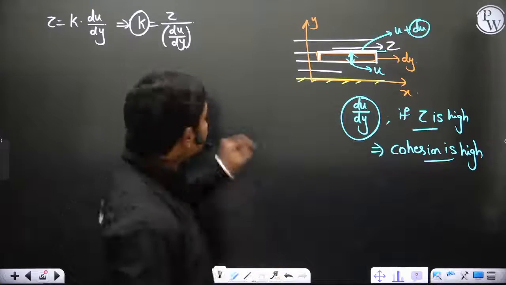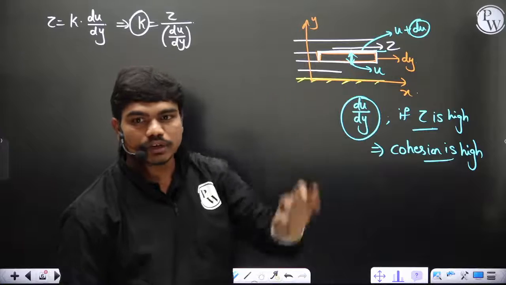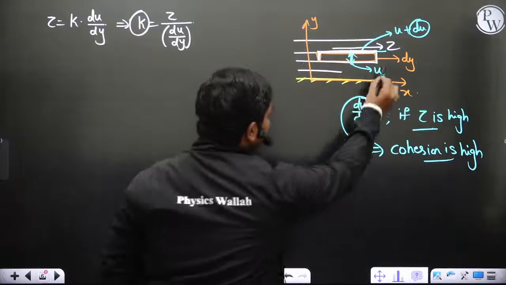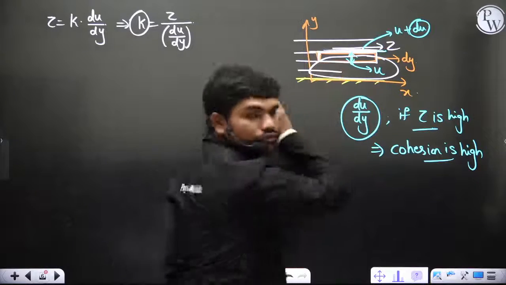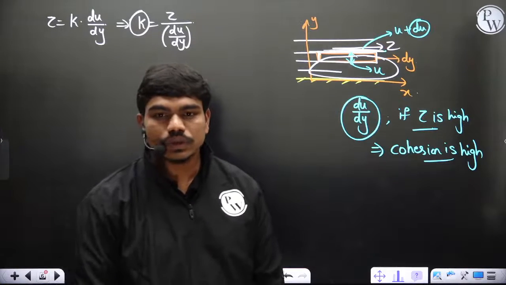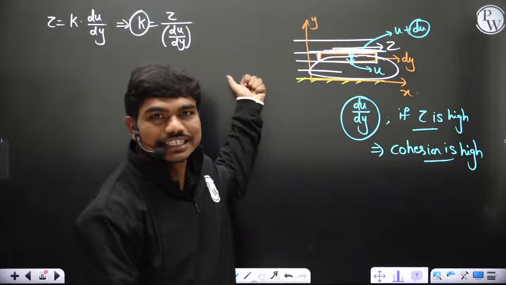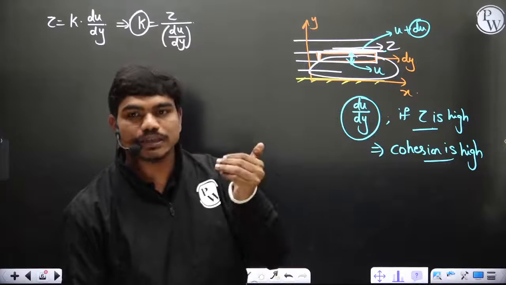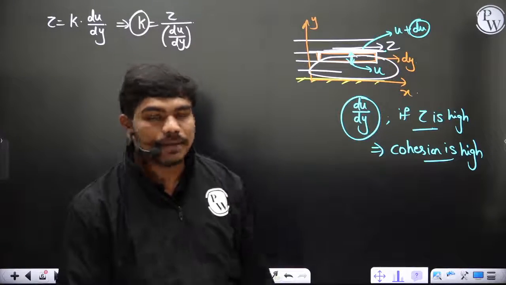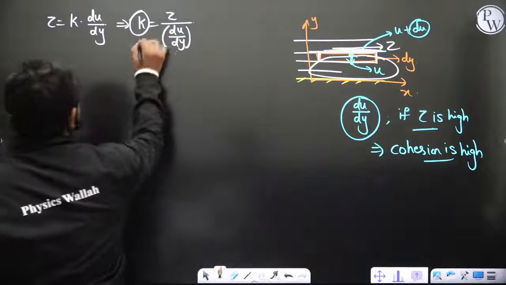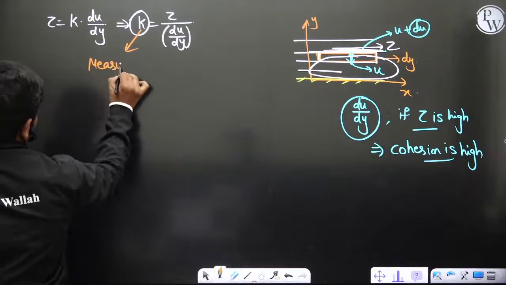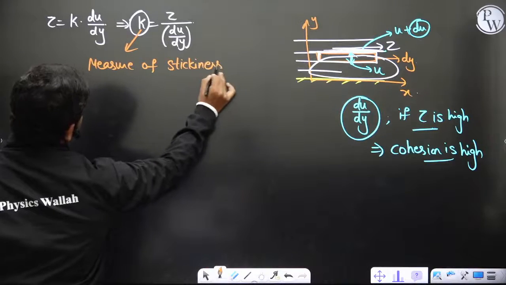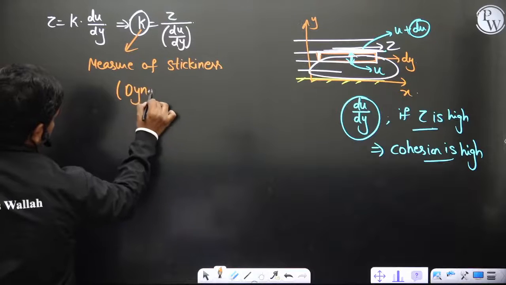Which means this constant k talks about the bonding between the molecules and how effectively the layers allow this layer to move, correct? So this property is a measure of stickiness of the layers, or in case of liquids it is also a measure of cohesion between the molecules. Okay, so this constant k is a measure of stickiness, and that's called dynamic viscosity.